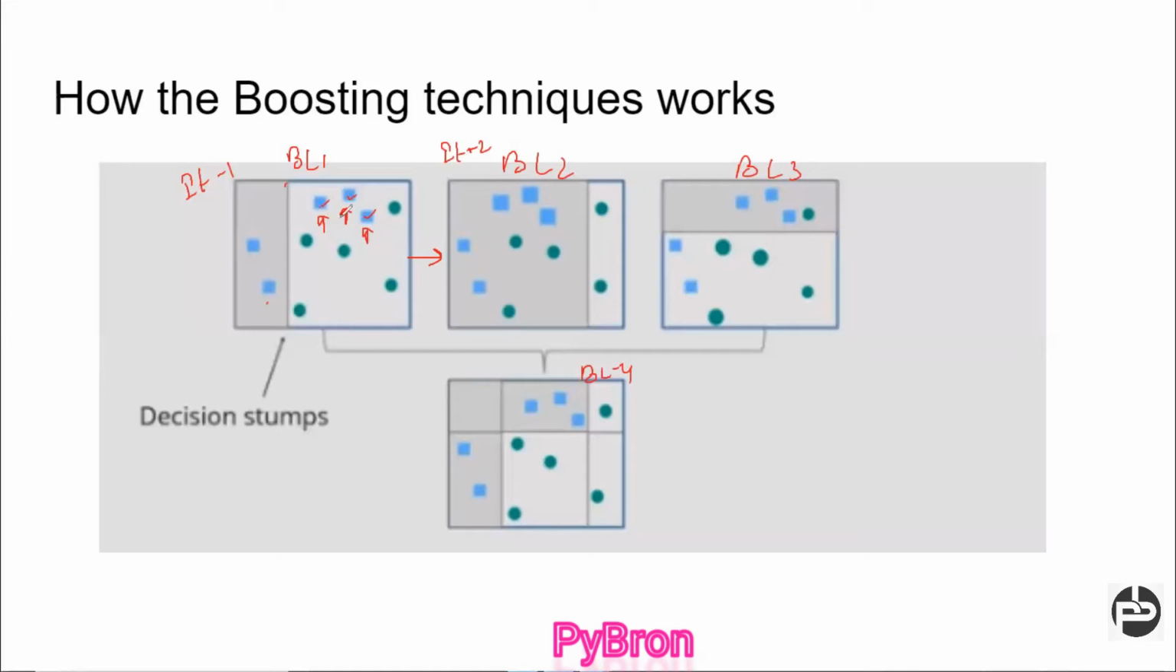Earlier, all square shapes had the same size, so it was not able to understand these three shapes. Now in the second iteration, I changed the size of these three shapes which were wrongly identified. Now if I apply my classification algorithm here, I can see all the square shapes are identified correctly, but some of the circles are not identified properly.